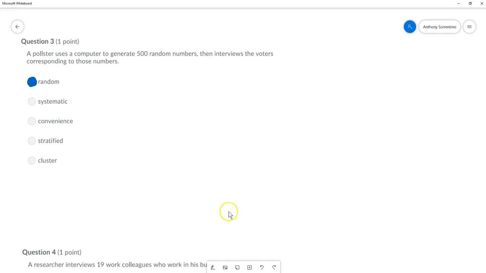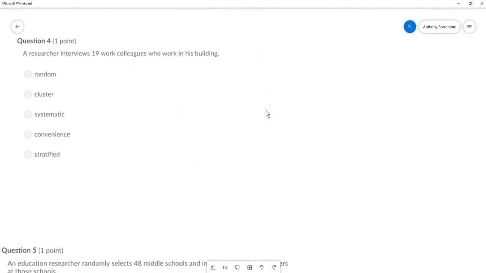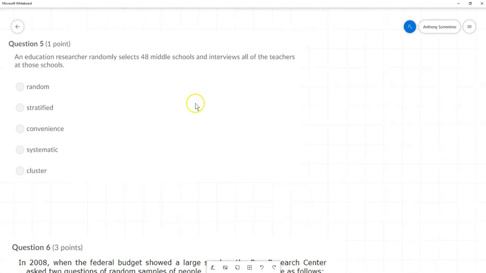The next one. A researcher interviews 19 work colleagues who work in his building. So basically he just grabbed whoever was around, and that's a convenience sampling. That's usually the worst type of sampling that you want to do. And the last one, an education researcher randomly selects 48 middle schools and interviews all of the teachers at those schools.